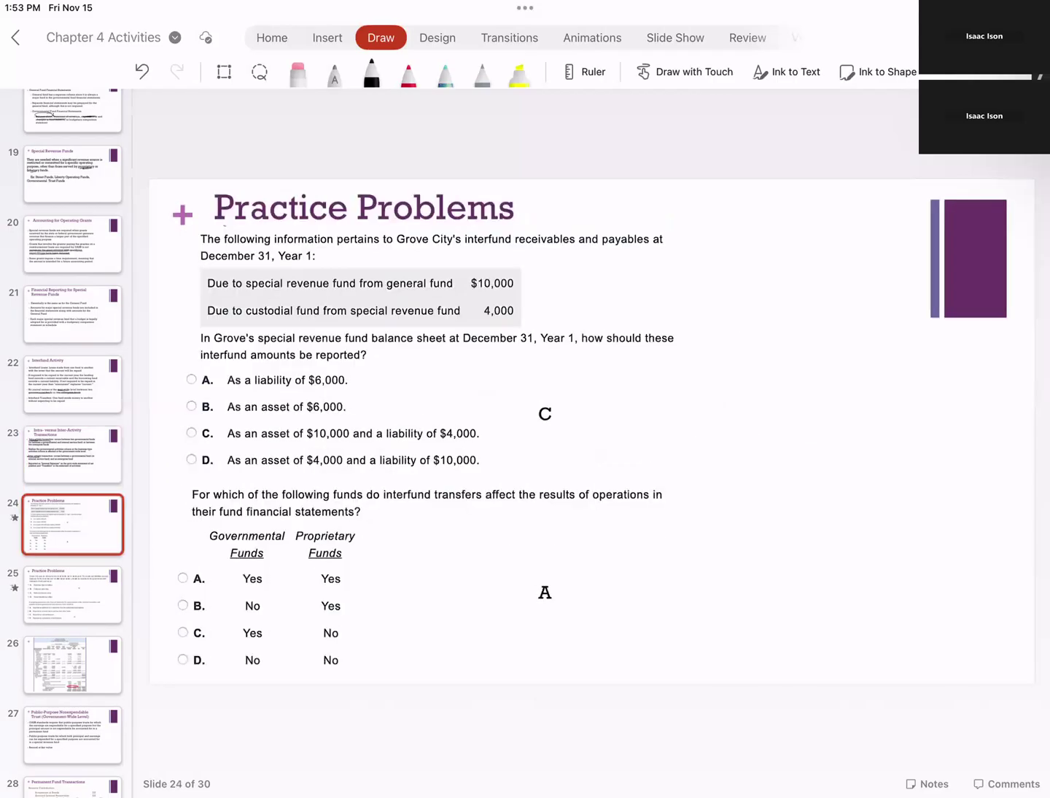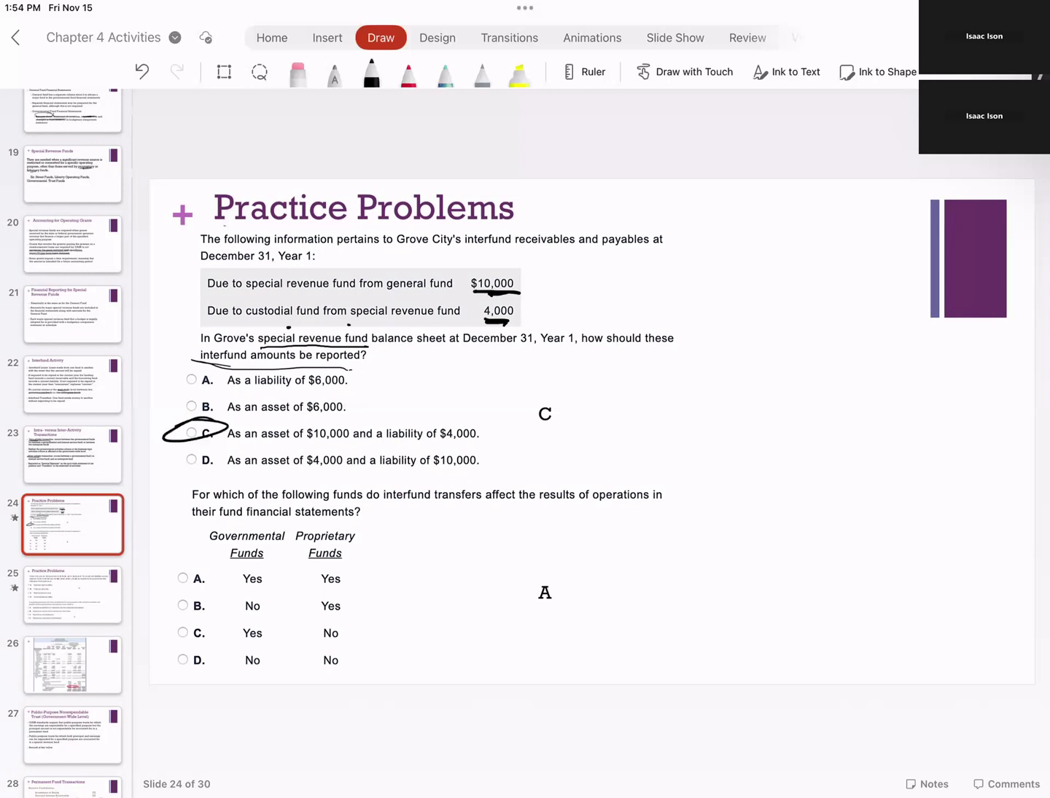Okay. Oops, this is showing the answers, but the following information pertains to Grove City's interfund receivables and payables, December 31st, year one. In Grove's special revenue fund balance sheet at December 31st, year one, how should these interfund amounts be reported? So special revenue fund, how are these things? Okay, so due to the special revenue fund, therefore that's going to be an asset. And then due to the custodial fund from the special revenue fund, that's going to be a liability.